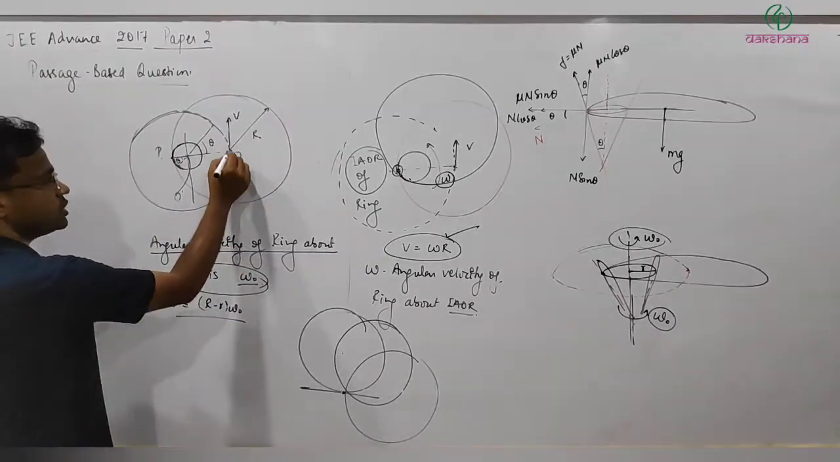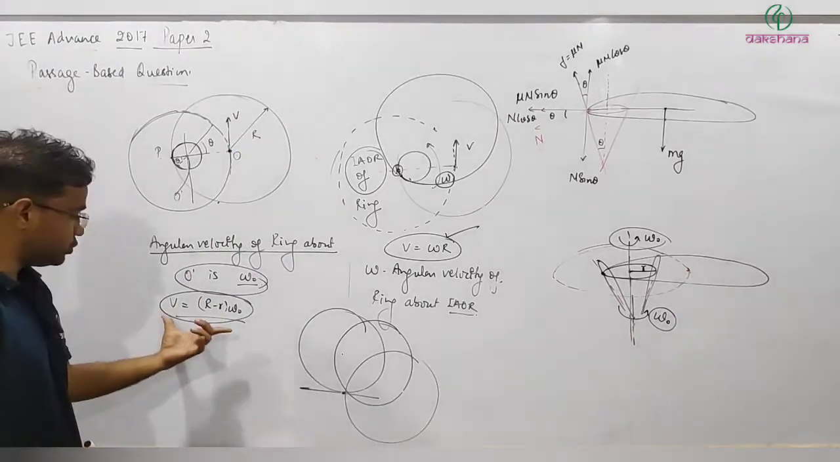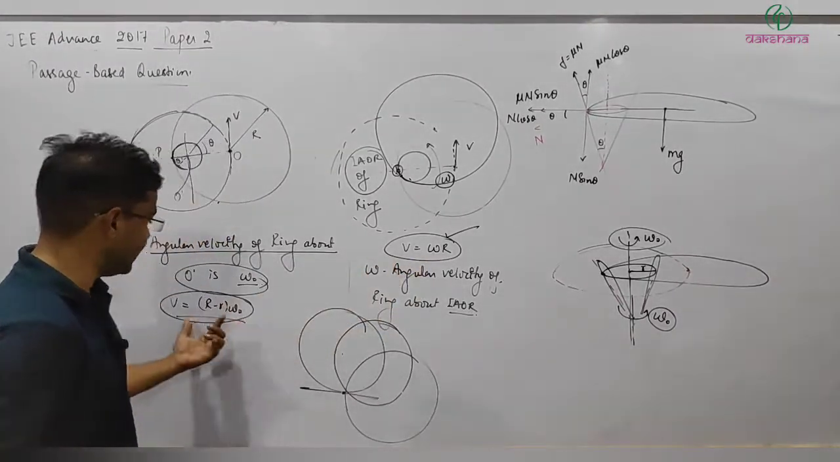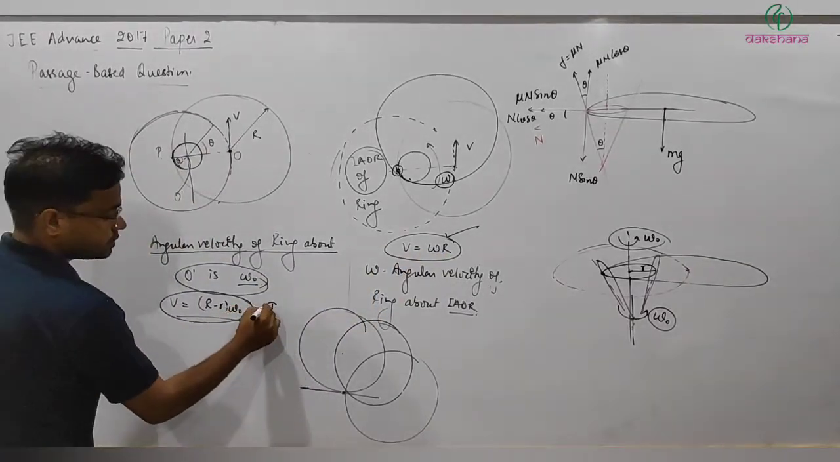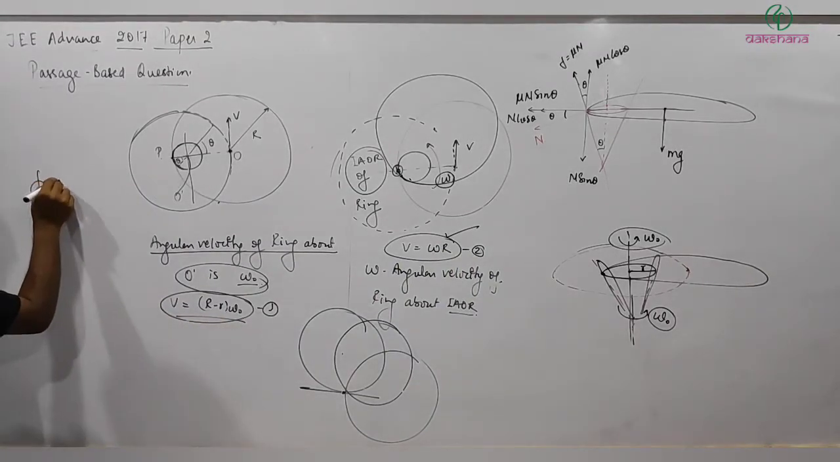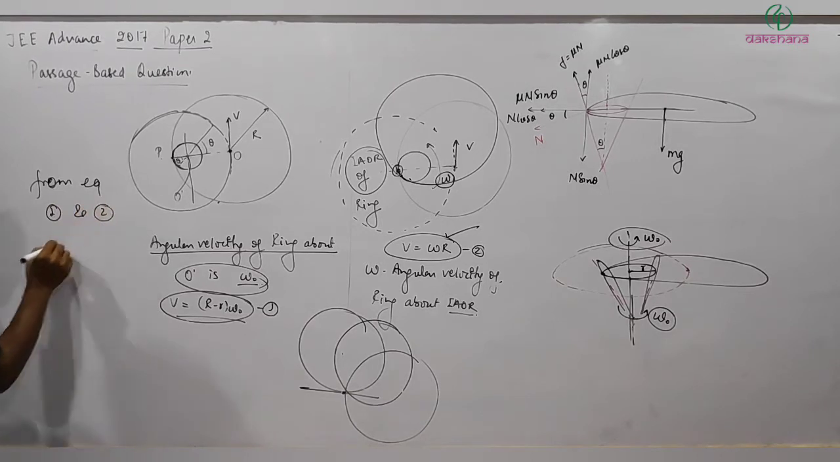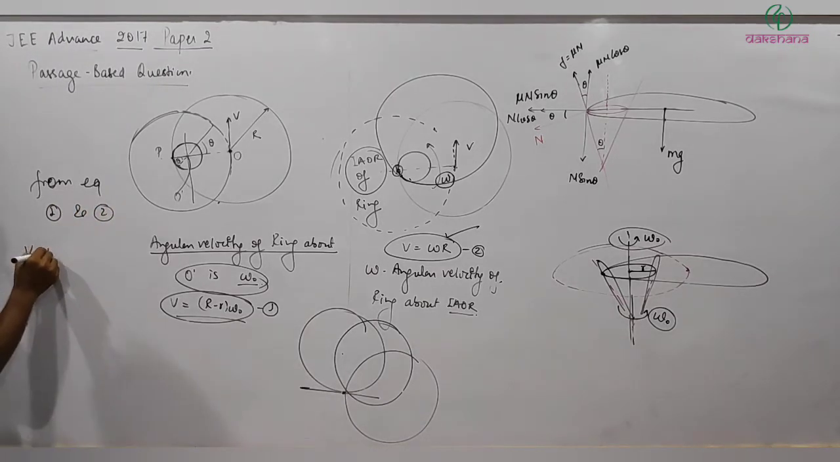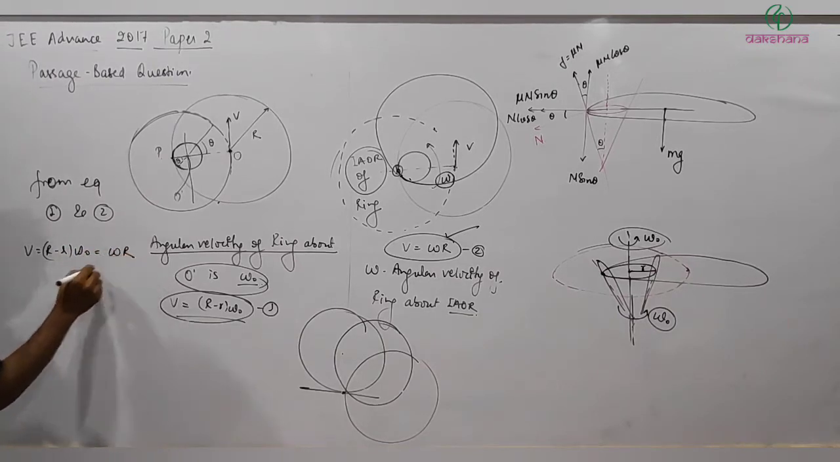Then I can write the velocity of the center of mass of the ring is related in this manner. So by these two relations, I can get the relation between omega and omega naught. So you can write equation 1 and this is equation 2. Then from equations 1 and 2, we can get v equal to (R minus small r) into omega naught, which is also equal to omega into capital R.